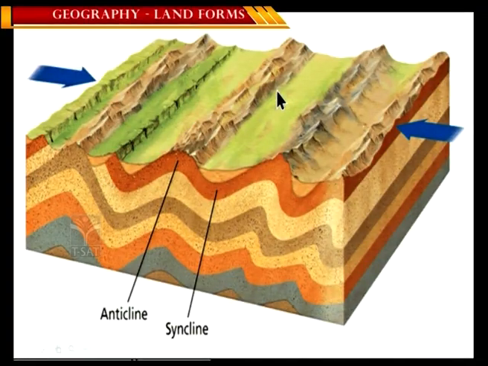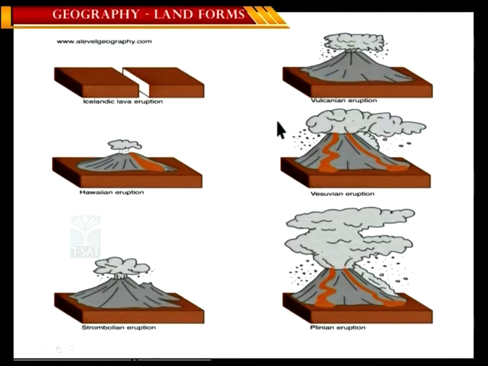Based upon their shape, volcanic mountains are classified into these different types of volcanoes. For example, you have the Icelandic variant type of volcano, where the flow of lava is so smooth that it doesn't have any kind of explosion.